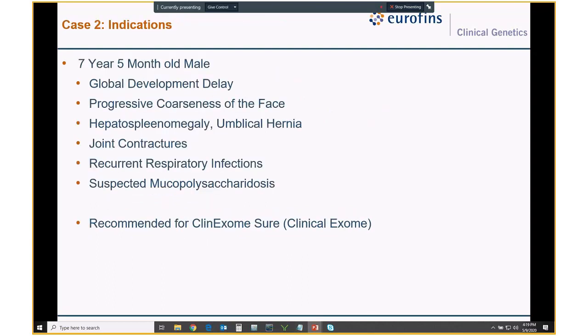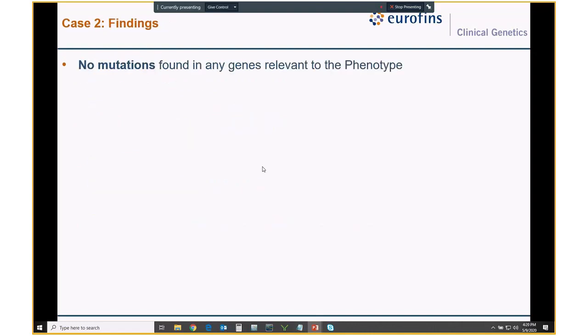The second case was a suspected mucopolysaccharidosis. And interestingly here, the features are classical mucopolysaccharidosis: splenomegaly, hernia, coarseness in the face, global developmental delay, respiratory infections. But when we did our exome, we did not find any mutations which could clinically be reported. So we were stumped. But like I said, one of the additional supports we provide is CNV, or copy number variation, calling on such cases.